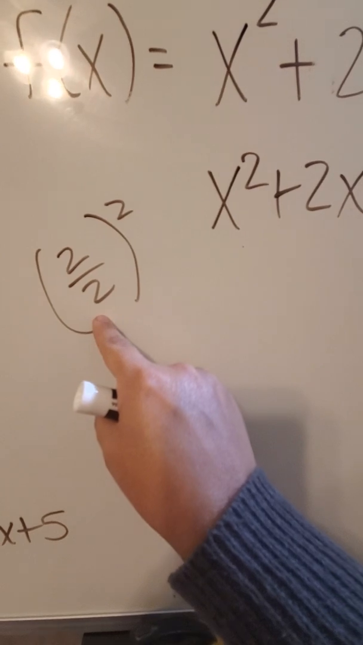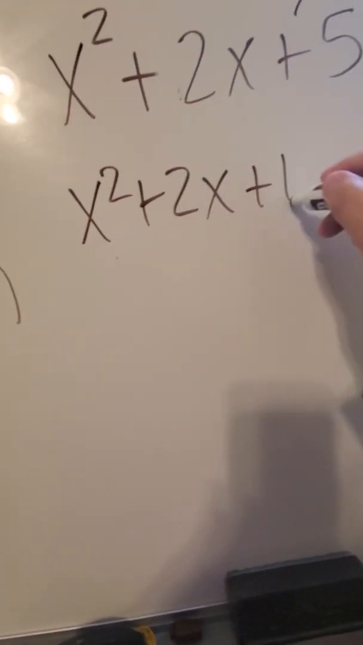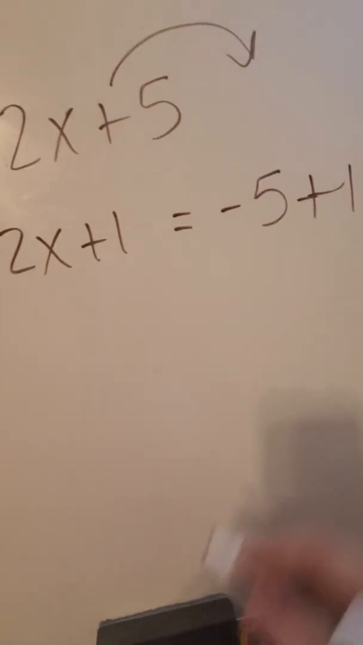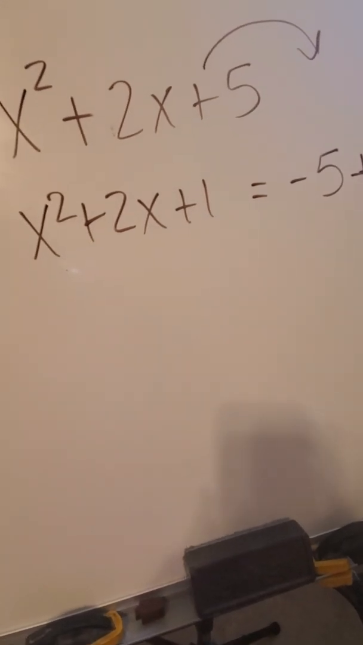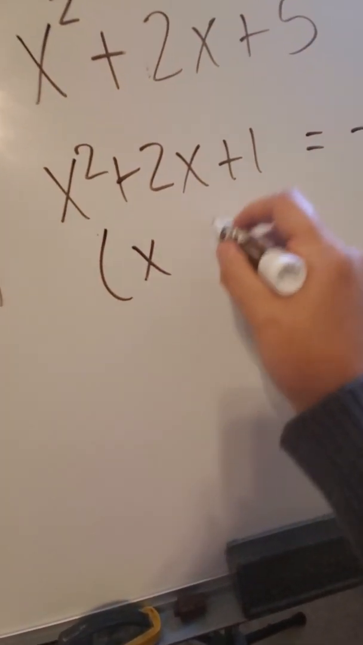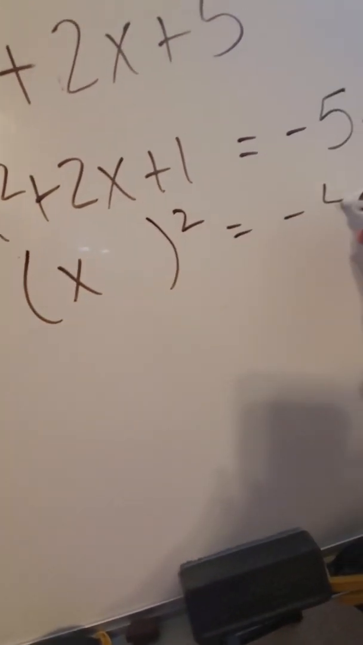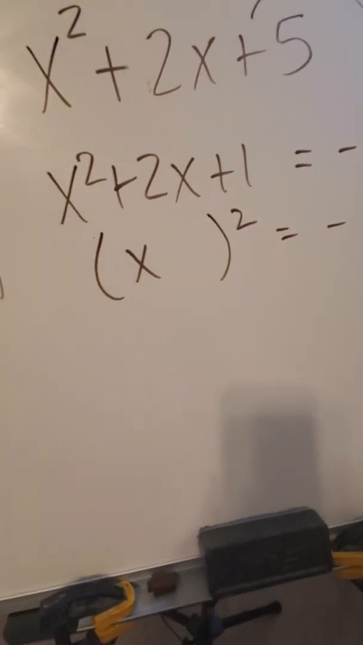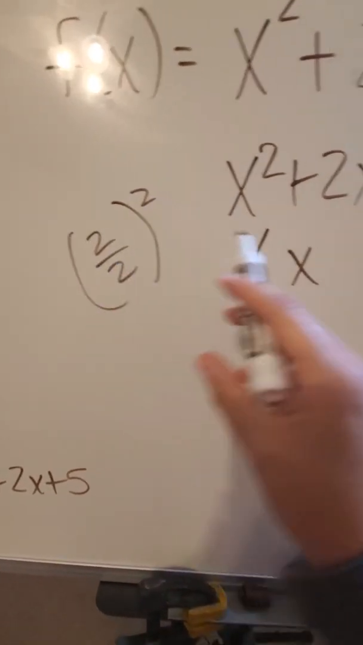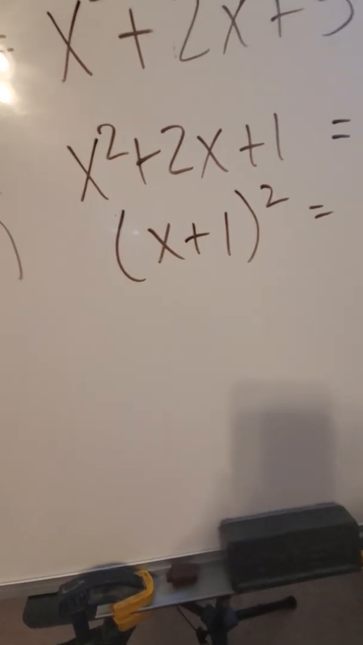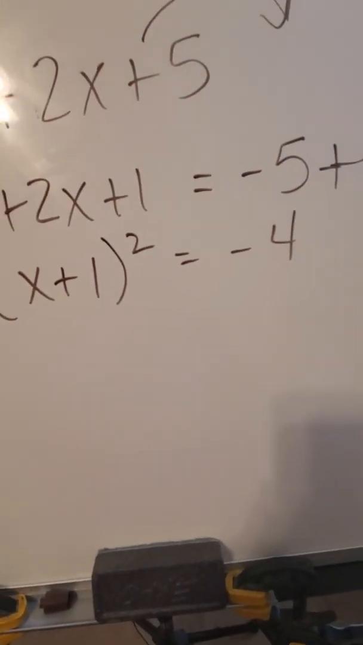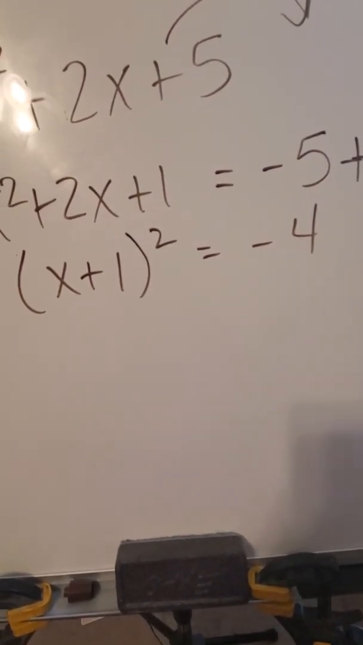2 divided by 2 is 1. 1 squared is 1. So I add 1 to both sides. If I do it to one side, I have to do it to the other. And then remember, you want it to be something like this. That's -4, by the way. All right, and remember 2 divided by 2 is 1, so that's what I'm putting right here. Okay? I'm going a little fast. If you need to rewatch, please do so.